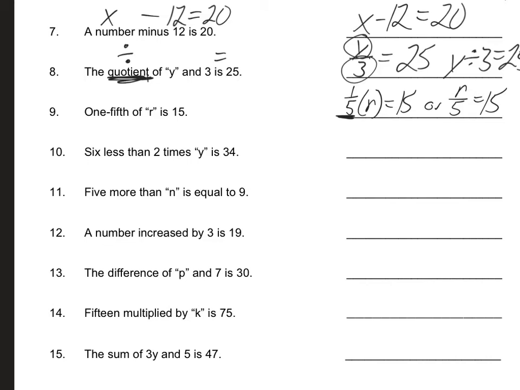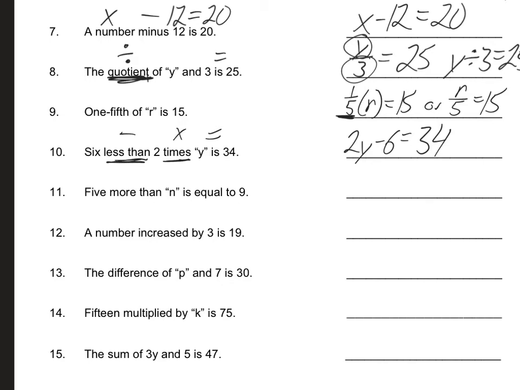Okay, so you should have gotten 2y minus 6 equals 34. If you got that, you're good. If not, let's talk about it. 6 less than, so 6 less than 2 times y, so "times" means we are multiplying, "is" means equal sign.